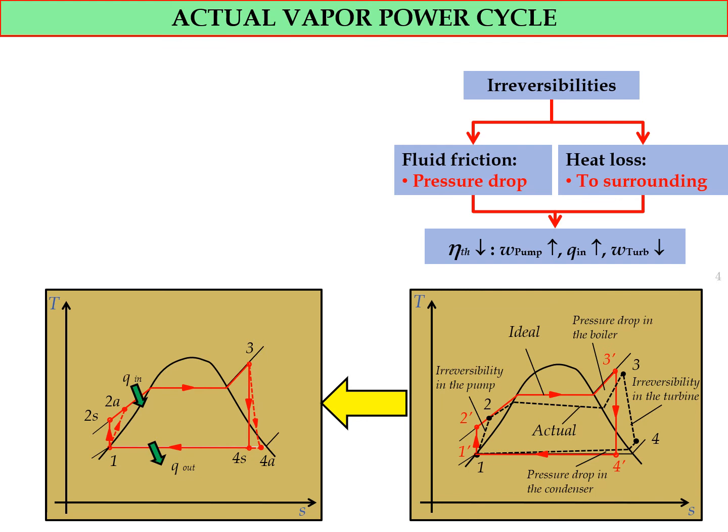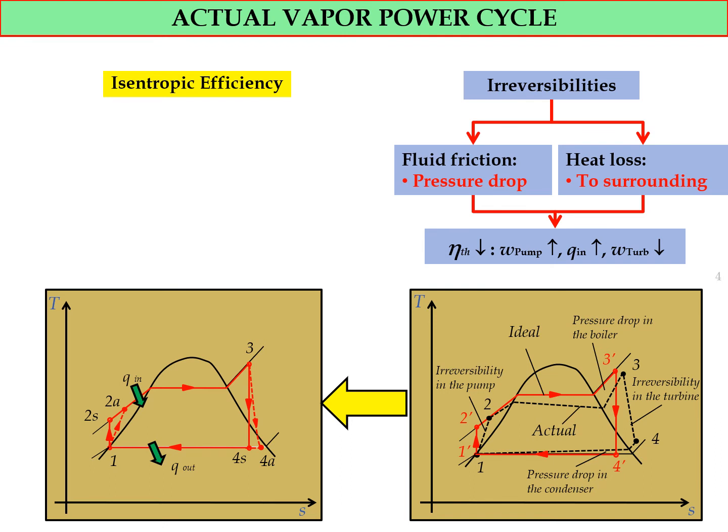And as you can see from this T-S diagram, we have 1 going to 2S, which is the isentropic process, and 1 going to 2A, which is the irreversibility in the pump, and it is considered the actual process. And another one is 3 to 4S, which is the isentropic process, and 3 to 4A, which is the actual process of the Rankine cycle.